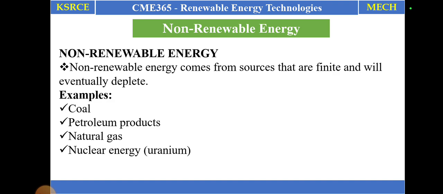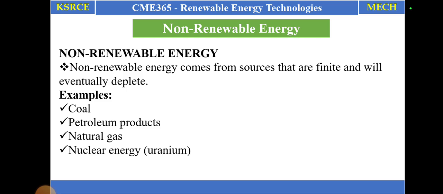Non-renewable energy sources come from sources that are finite and will eventually deplete. Example: coal, petroleum products, natural gas, nuclear energy. All that energy is nothing but fossil fuel energy. These fossil fuel energies are formed by the decomposition of the remains of dead plants and animals buried under the earth for a long time. These are non-renewable sources of energy which, if exhausted, cannot be replenished in a short time.